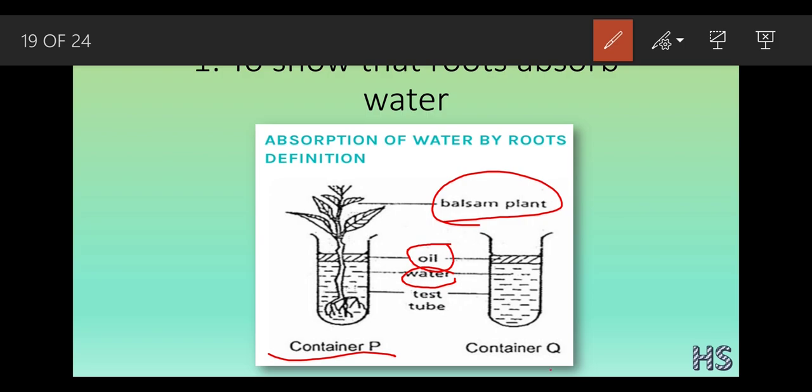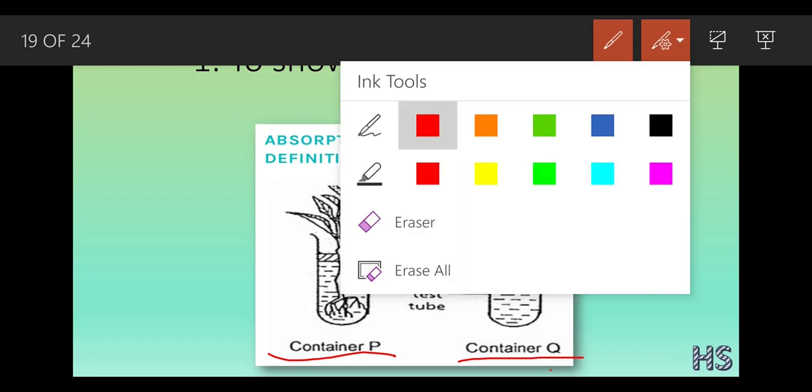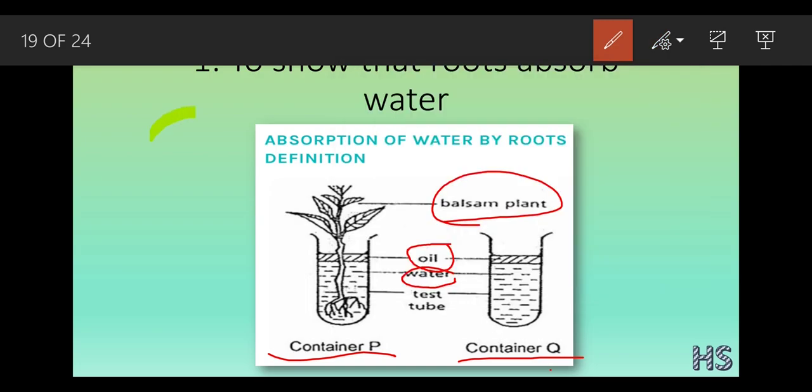In container Q, what is going to happen? We are going to take a test tube, fill it with water, and the upper surface is covered with oil. No plant is involved in this part. And there should be bright sun on top of these. Okay, there should be bright sun.